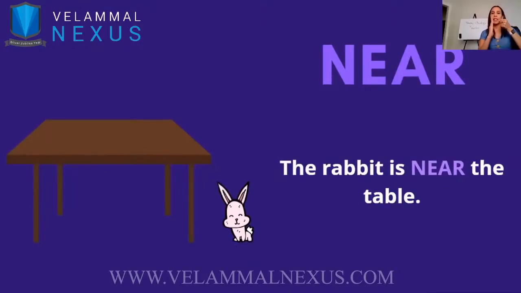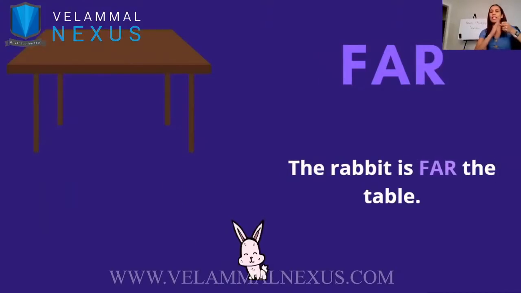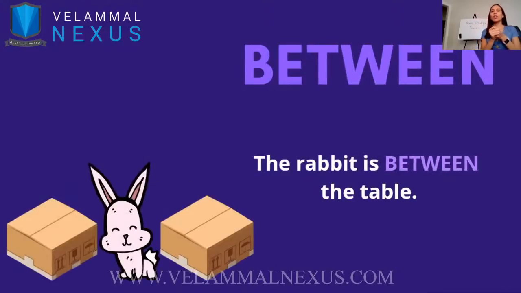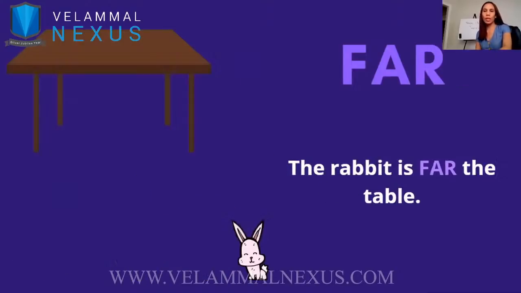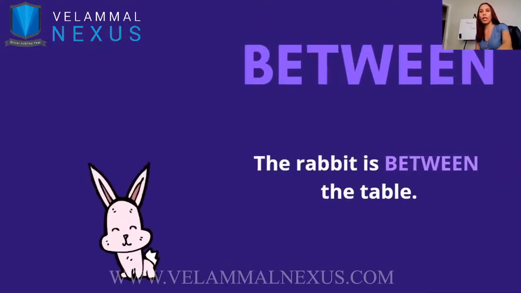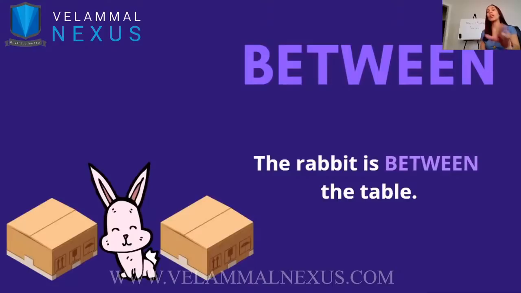Next, the rabbit is near the table. Short distance. The following, the rabbit is far. Okay, near, far. Next one, the rabbit is between the table. And actually I have a mistake here too, so I apologize for that. I would say the rabbit is far from the table. And on this one, there is no table, there are boxes, so the rabbit is between the boxes.